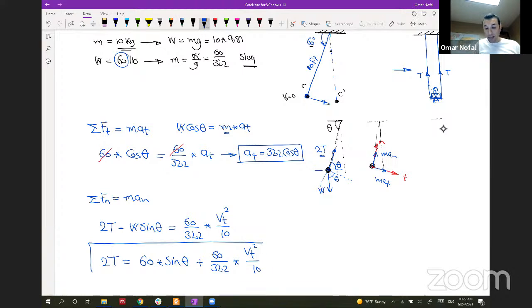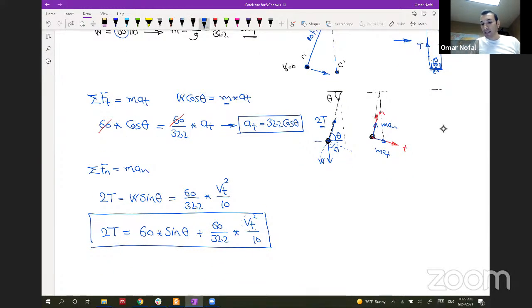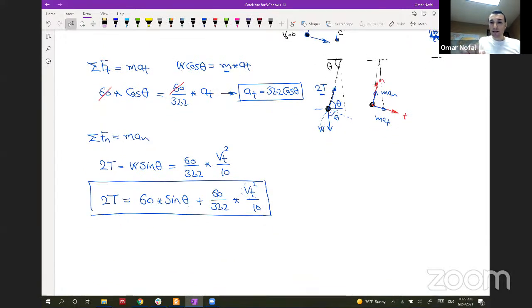So to calculate the tension in the cables, which is required in this problem, we need to find the v tangential, and we know that the tension is needed at theta equal 90 degree. So at this location, right now we need to find the v tangent. So how can we find it? Let's find it from the a tangent. Let's do some calculation here. We know that the a tangent equals 32.2 cosine theta.